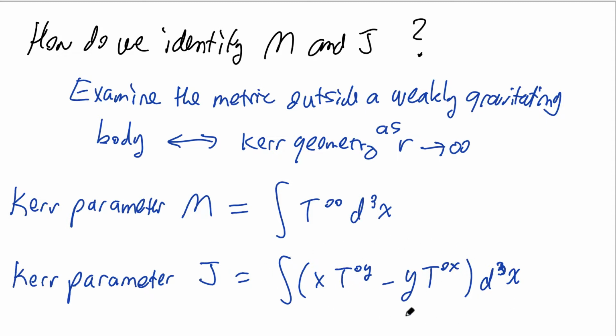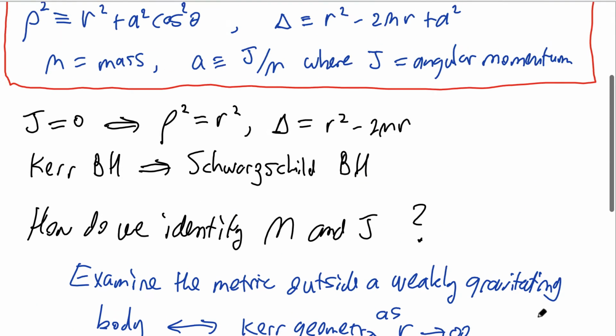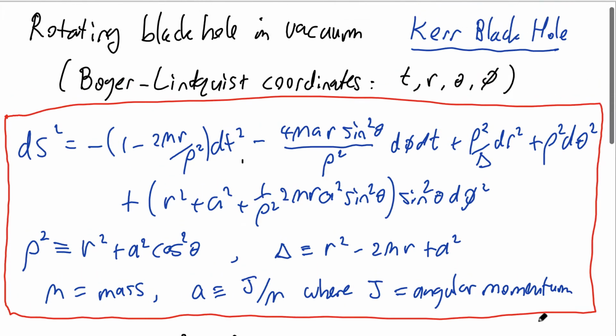So this is just the total angular momentum of the body. And that's how we can identify m and j as the mass and angular momentum by their effects on the geometry in the asymptotic region. Now let me point out some of the key features of the Kerr geometry.